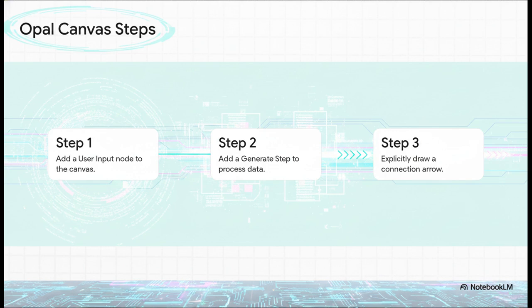But here is the kicker. Step 3 is absolutely critical. You have to explicitly draw a connection arrow between them. If you don't physically connect them with that arrow, these steps simply cannot share data. The output of one has to be explicitly directed to become the input of the next.